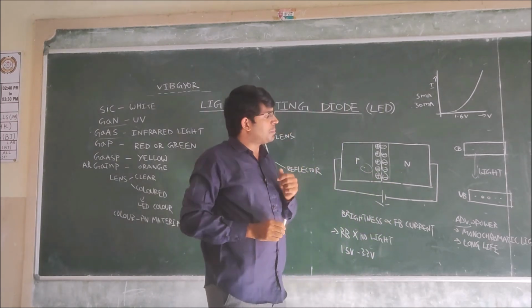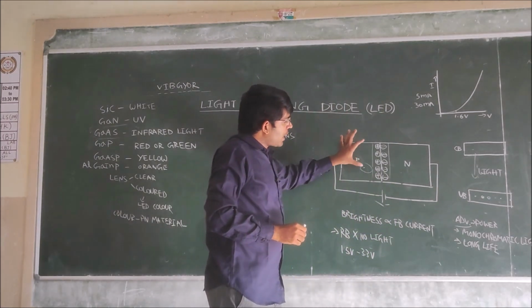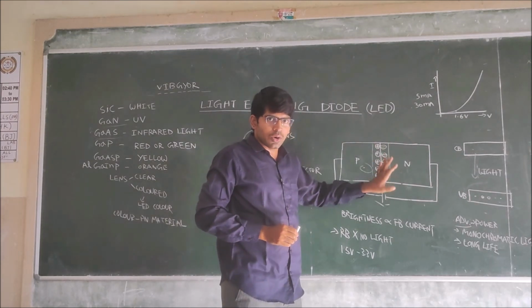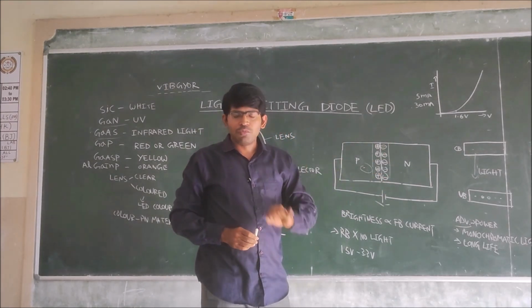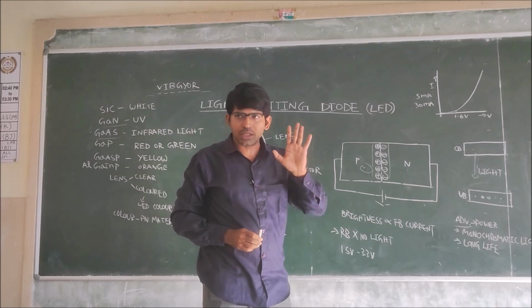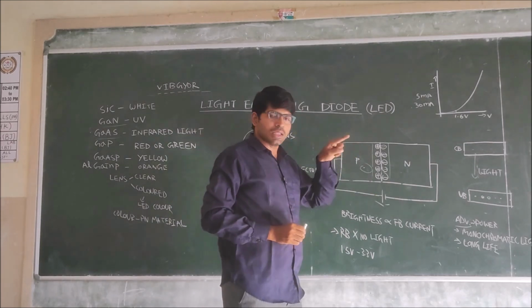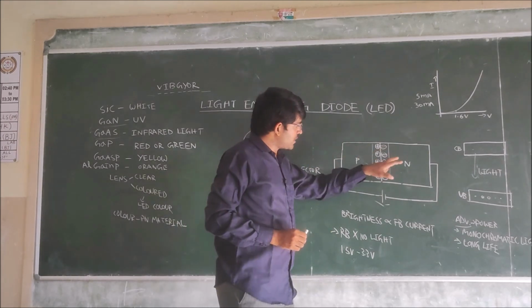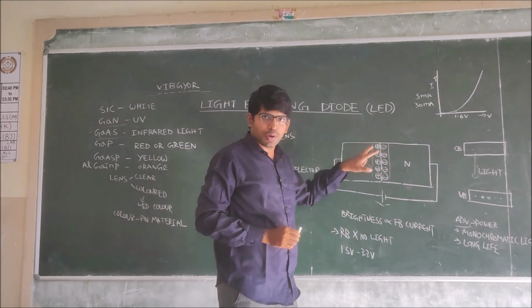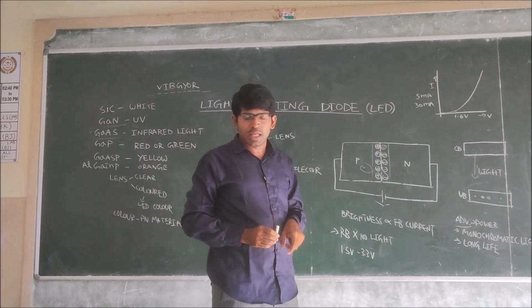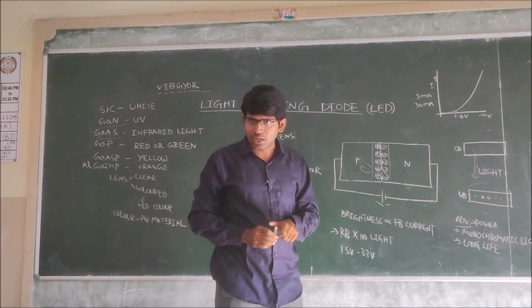The principle is simple. We are connecting this PN junction diode in forward bias. We should never connect this PN junction diode in reverse bias. Because this is connected in the forward bias, the majority charge carriers are moving from N region to the P region. The majority charge carriers are electrons.